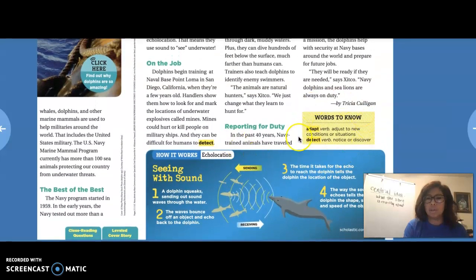Now let's look at our glossary before we read our story. Adapt is a verb. It means to adjust to new conditions or situations. And detect. Detect is also a verb, and it means to notice or discover.